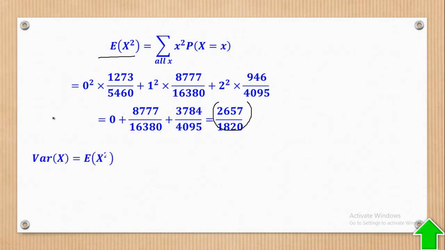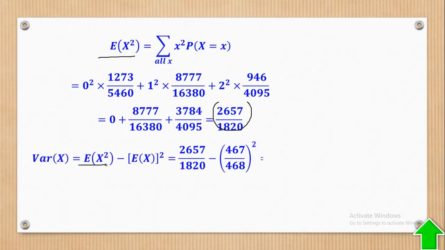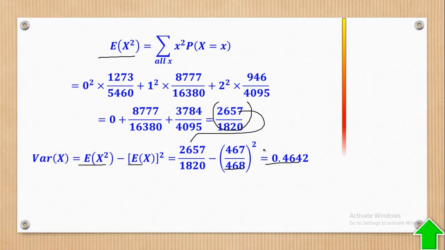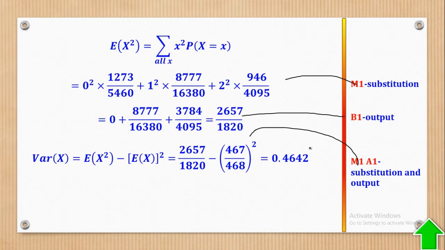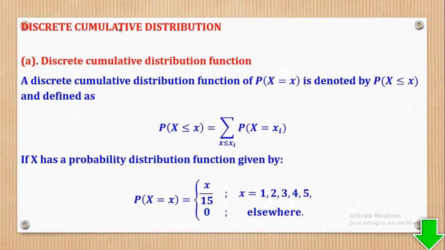Then after getting EX squared, you can get your variance from EX squared minus EX, everything squared, which is this as this, and this was got in the previous slide. So you come up with 0.4642 as your variance. So M1 will be for the substitution, B1 for the output, M1 for the substitution, B1 for the output. So that was discrete PDF.